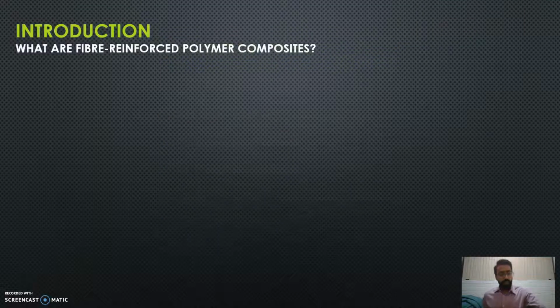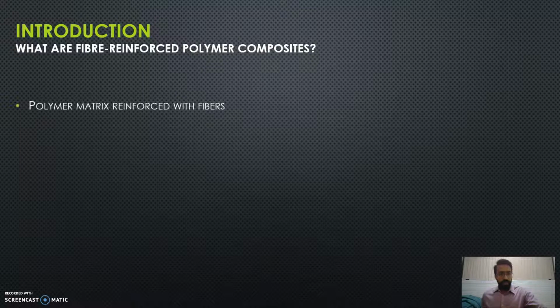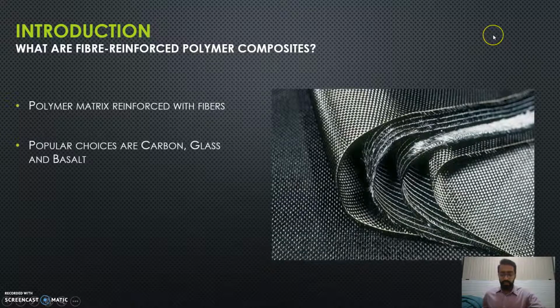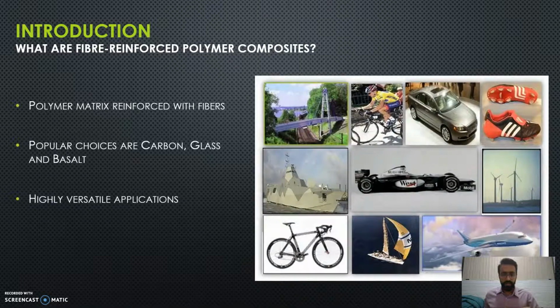Without further ado, we will begin by an introduction of what FRPs really are. In its simplest form, a fiber reinforced polymer composite is a polymer matrix which is reinforced with fibers. You might be familiar with its most popular form, which is the carbon fiber. As you know, carbon fiber has a lot of different applications within many different industries because of its desirable properties of strength and being lightweight and being cheap to produce.